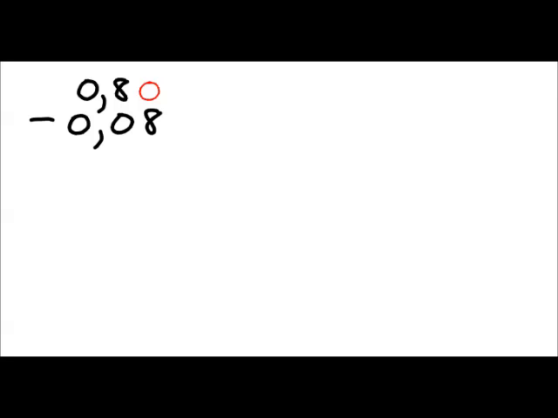Now we're just going to do normal subtraction like you did in prep school, okay? 0 take away 8 we can't, so 8 becomes 7. 10 take away 8 is 2. 7 take away 0 is 7. So the answer is 0,72.